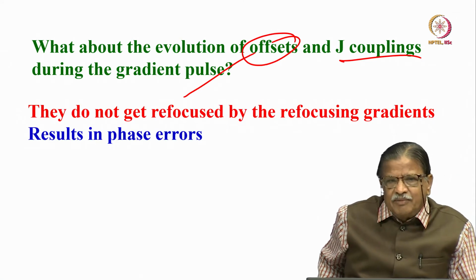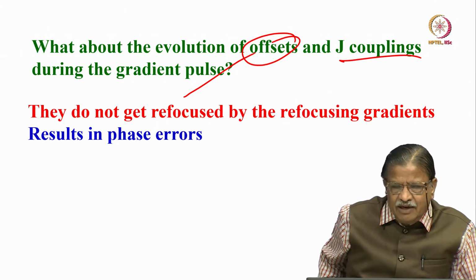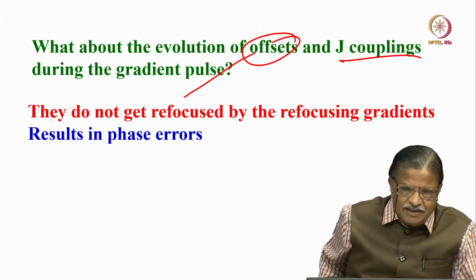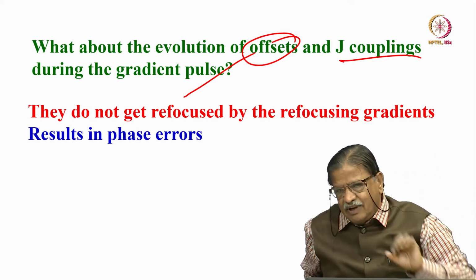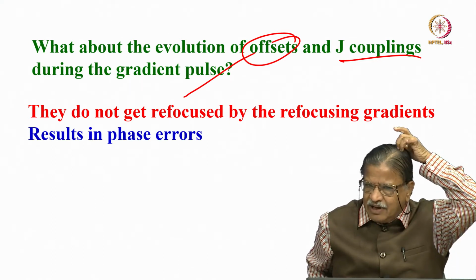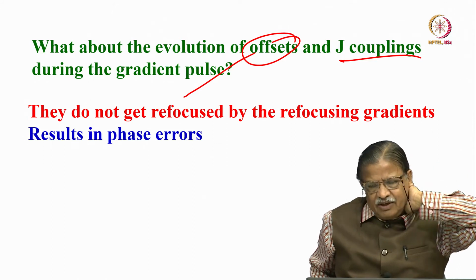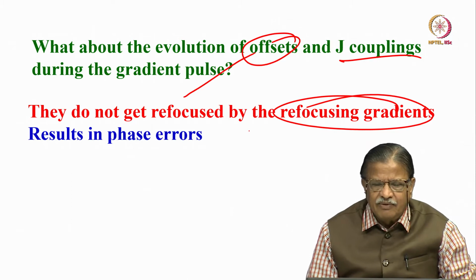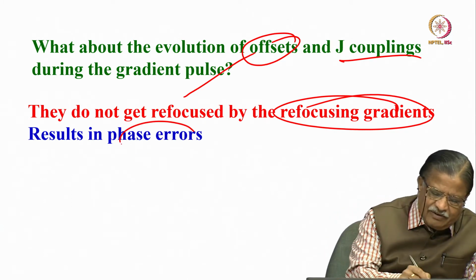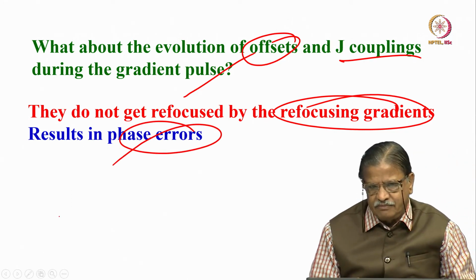That gives rise to some errors. They do not get refocused by the refocusing gradients. Chemical shifts and coupling get refocused completely only in an echo sequence, but not just like that in all the gradients. So they do not get refocused by the refocusing gradients. What it will do is result in what are called phase errors.